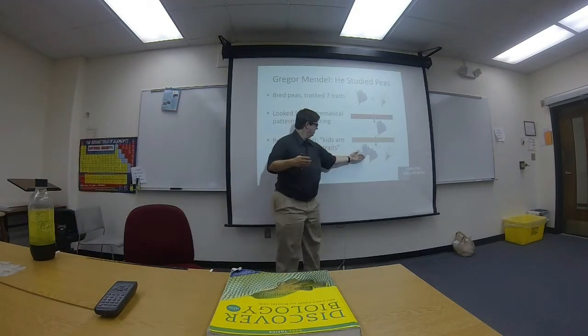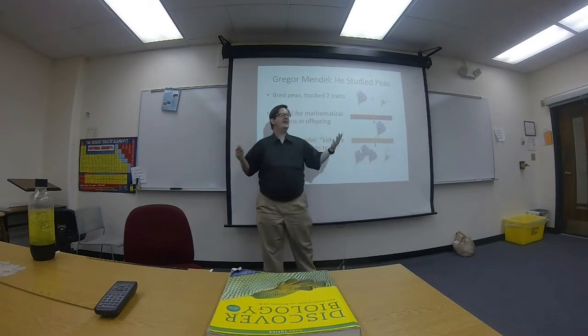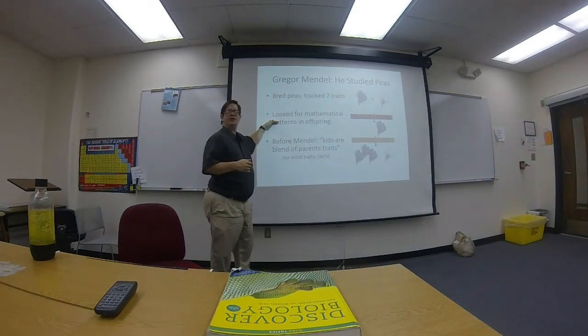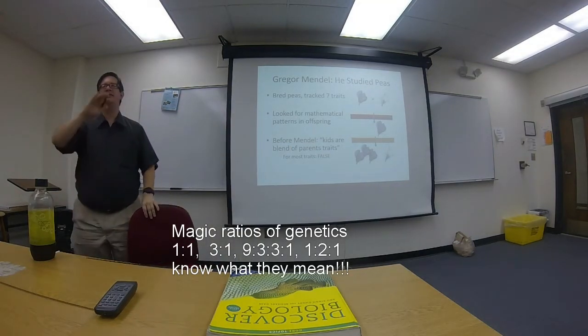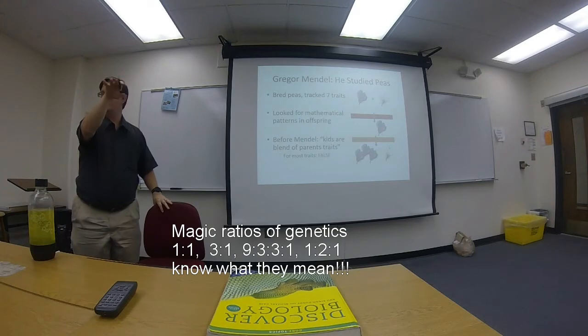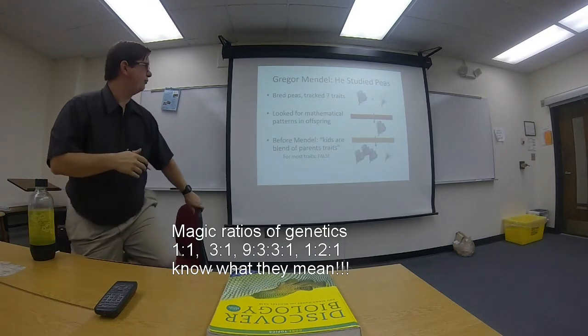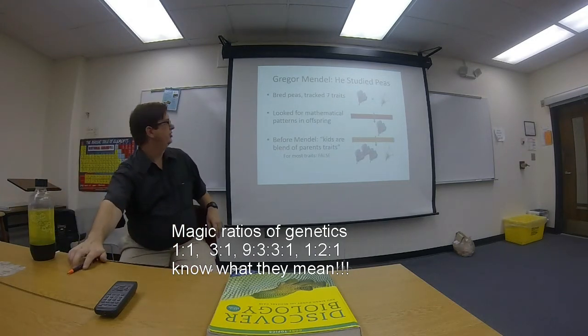My God! Three purple, one white. He figured that out. What he was looking for was mathematical patterns, and that's what he figured out. Now, he didn't invent Punnett squares. Punnett did. He probably figured that out. But he figured out the ratios, the magic ratios that you're going to memorize.